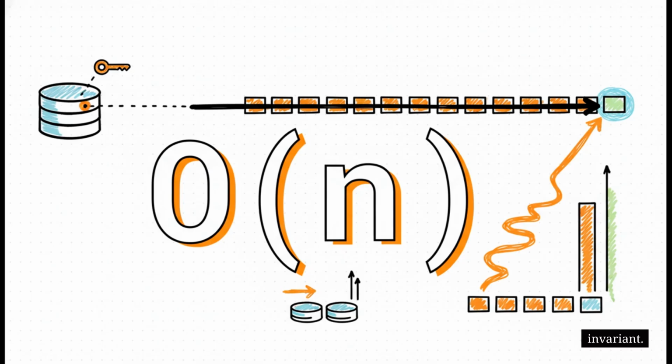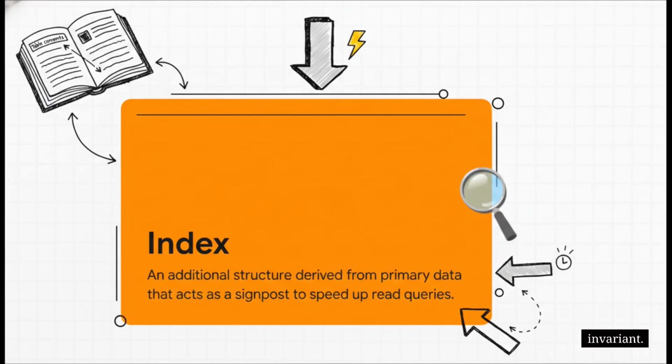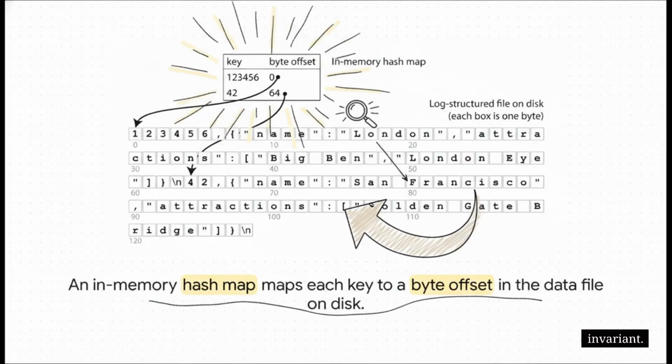It doesn't scale. So to fix our terrible read performance, we need an index. The best analogy is the index at the back of a book, right? It doesn't contain the actual information. It's just a signpost. It tells you exactly what page to turn to. But here's the catch, and there's always a catch. Every index we add makes our reads faster, but it also makes our writes a little bit slower, because now every time we write data, we have to update the index too. It's a trade-off.